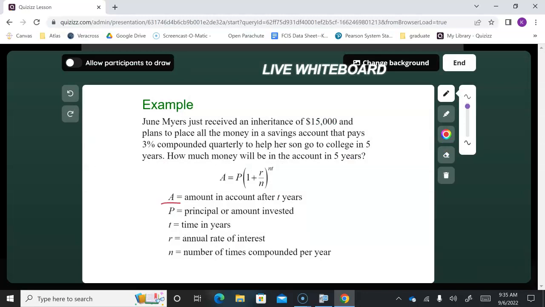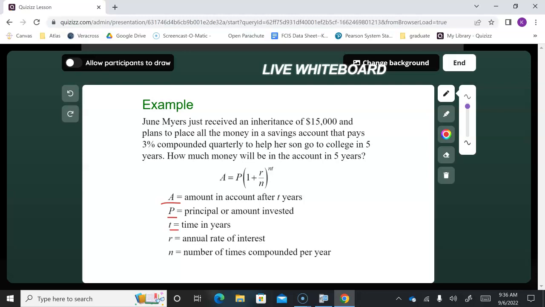A, the amount in the account after some number of years. That's how much money we have at any given point. P is the principal amount invested. It's the money you started with, the money that is earning interest. The amount invested is called the principal.